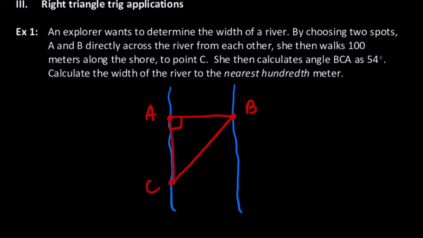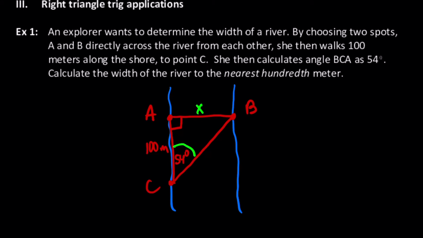Here's our right triangle. Angle BCA is 54 degrees. And she walked 100 meters, so that's 100 meters. Calculate the width of the river to the nearest 100th meter. The width of the river is going to be X right there. Pretty straightforward trig application problem.